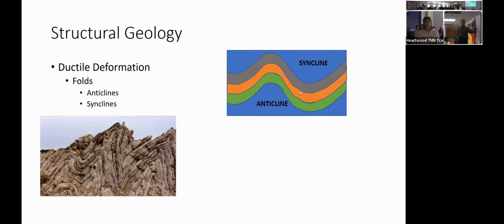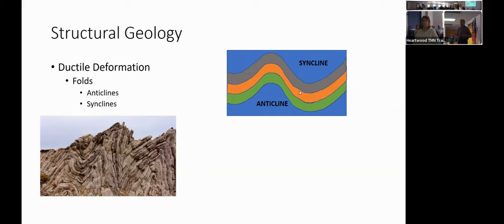Now, anticlines are older in the middle and younger on the sides. So you can imagine if I were to cut this off over here, this is the older rock and that's younger. How do we know that? And I didn't add this into my lecture either because it was already 3 hours long. I know. We can tell that because of some of the laws of stratigraphy that I didn't go into.